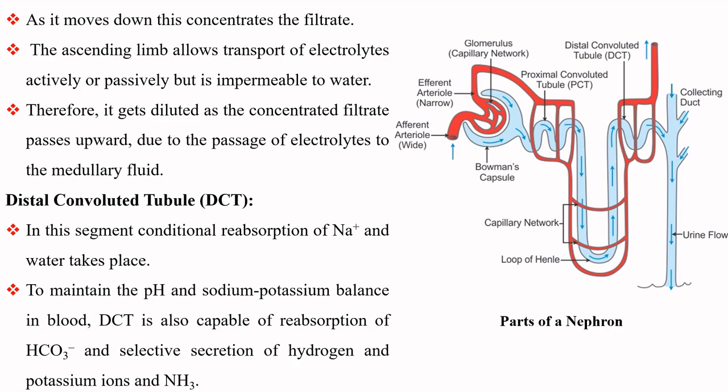Distal convoluted tubule. In this segment, conditional reabsorption of sodium ions and water takes place. To maintain the pH and sodium-potassium balance in blood, the DCT is also capable of reabsorption of bicarbonate ions and selective secretion of hydrogen and potassium ions and ammonia.